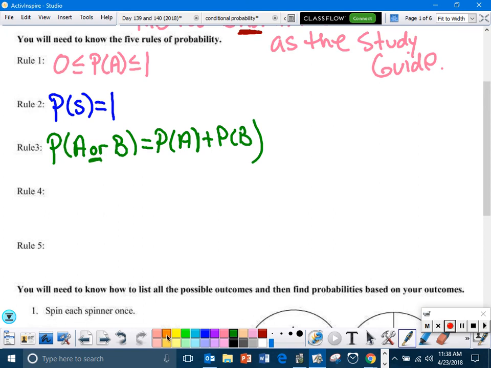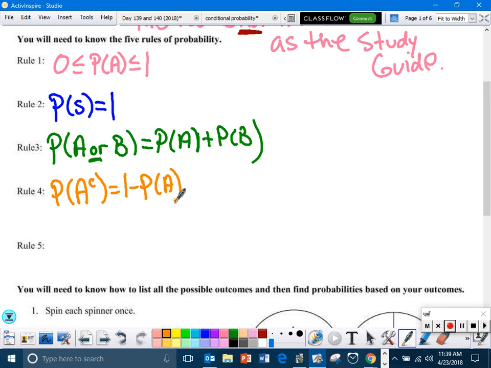Rule number 4. Okay, a complement. That means like the probability that A will not happen. But we use the word complement and we put a little C on it. Again, a complement is like the probability that A will not happen. So to find that, you can take 1 minus the probability that A will happen.